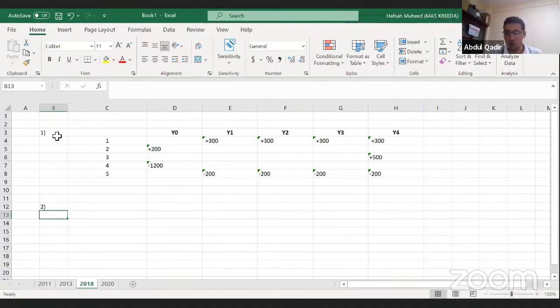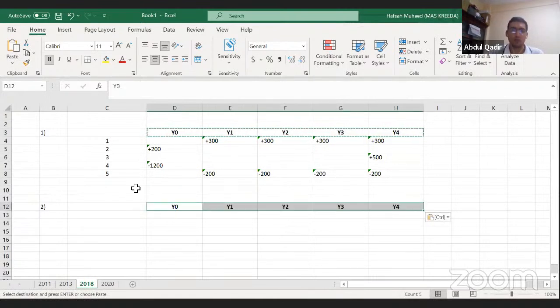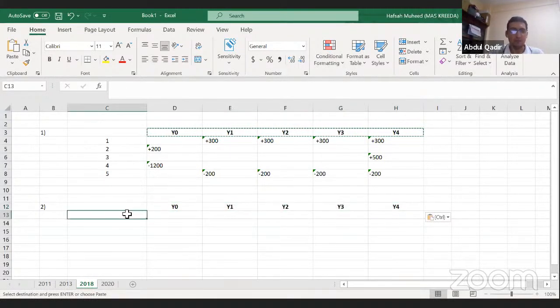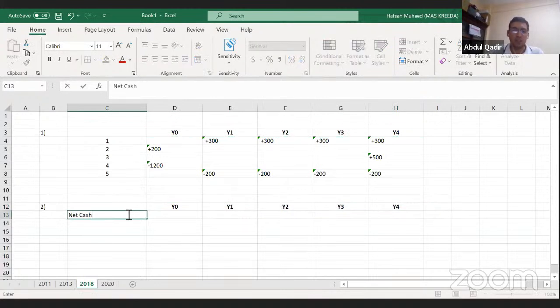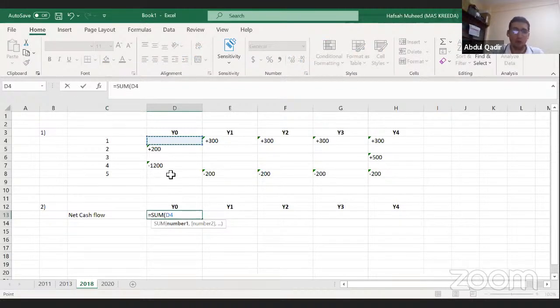So the first step is you consider these cash flows like an NPV question. You put here years 0 to 4, and then you can say net cash flow. And then you take the total of each year.